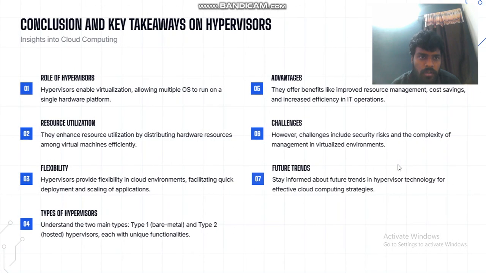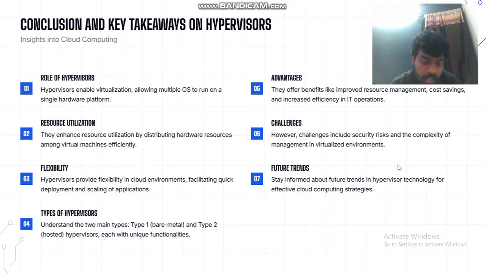And the last part is the conclusion. Role of hypervisor, that is, it mainly helps in allowing multiple operating systems to run on a single hardware platform. That is, it enables virtualization and resource utilization. They enhance the resource allocation and resource distribution, so that every virtual machine or operating system can utilize the resources efficiently and effectively.